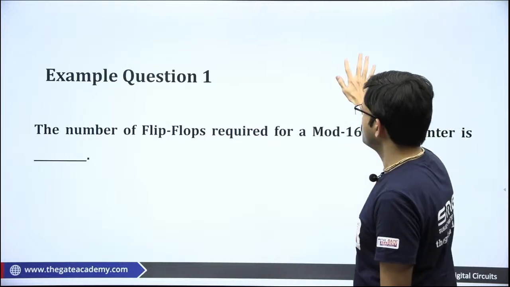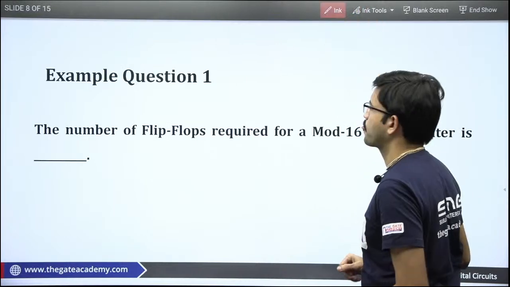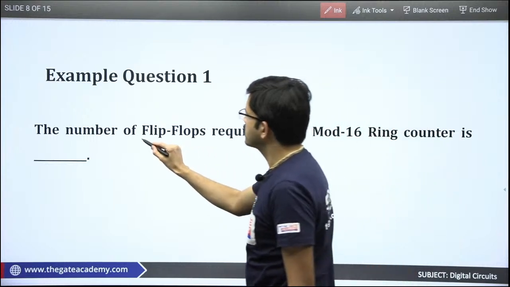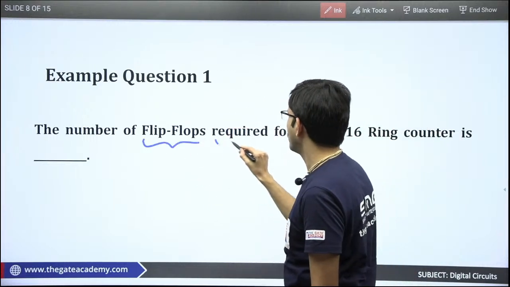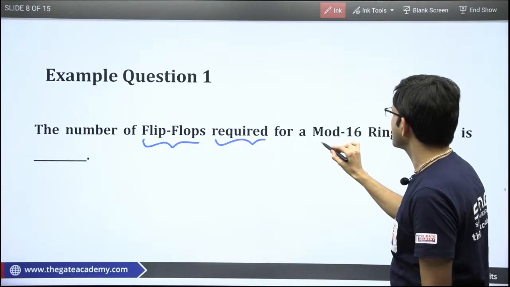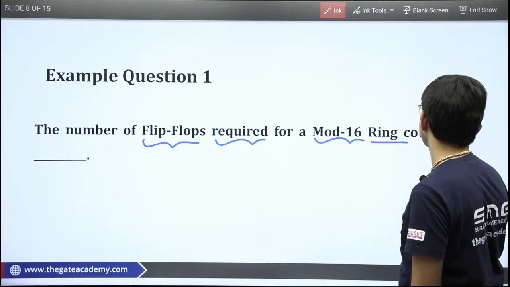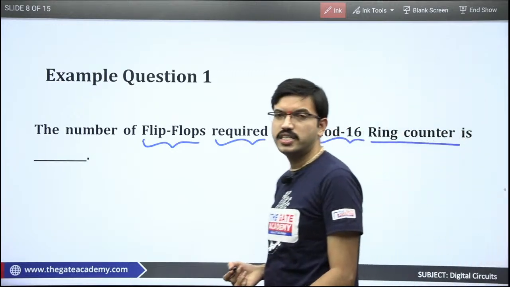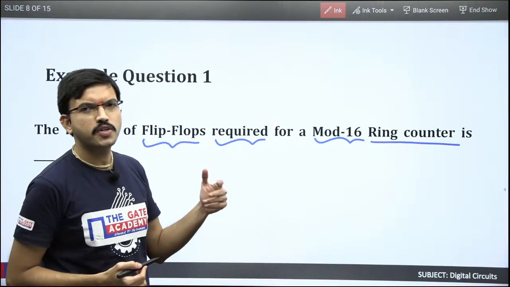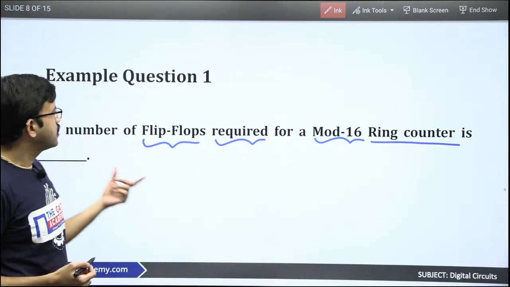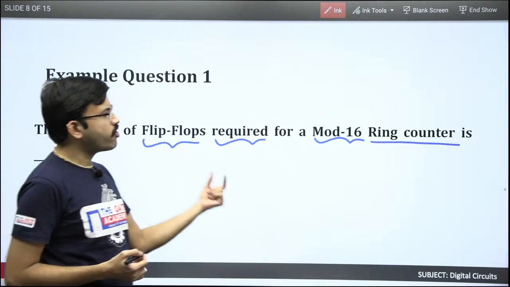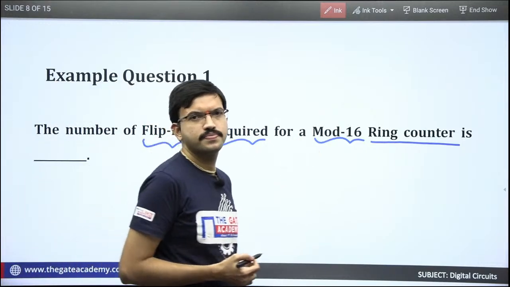Now this is an example question regarding counters. The number of flip-flops needed or required for a mod 16 ring counter is. All of you quickly respond. They are asking the number of flip-flops required for a mod 16 ring counter.